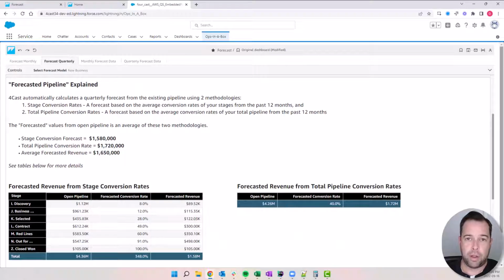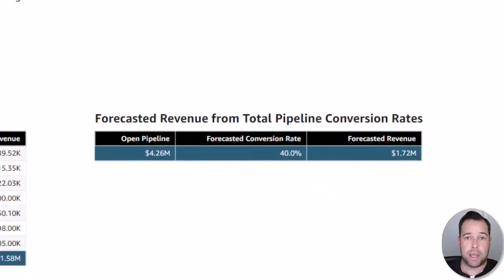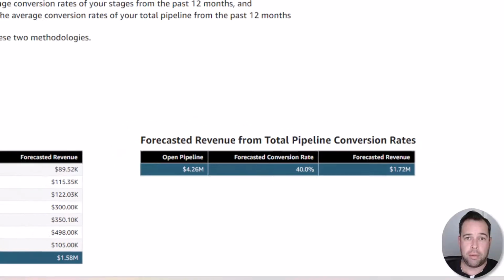The second methodology uses the same concept as the stage conversion rate, but instead applies it to the total pipeline. So here you can see we have $4.26 million of open pipeline, and the system is predicting that we're going to close 40% of that to yield $1.72 million. So in the same way, we're looking back at the last 4 quarters on the 10th day, looking at what that historical total pipeline conversion rate was, and applying it to this quarter to get our number.